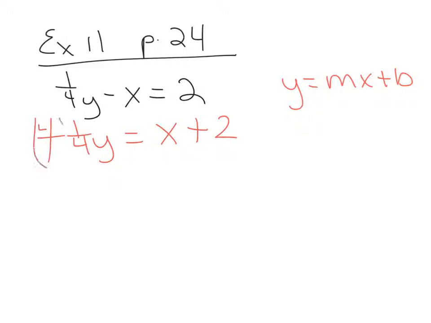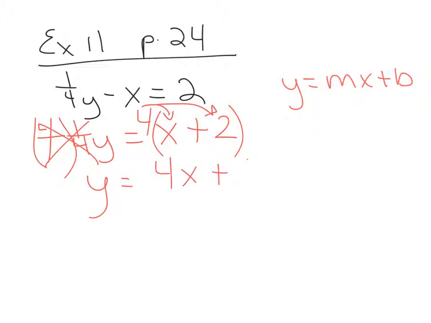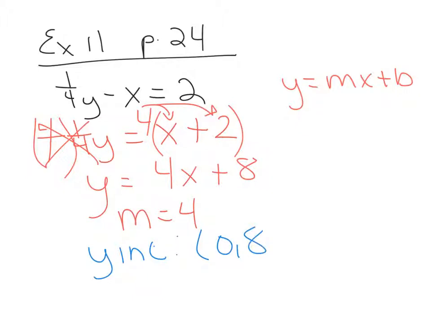And you can use 4 over 1 if you want, but that means you also need to multiply this entire side by 4. So these 4's all cancel to give you y. This 4 is going to distribute, I hope you remember distributive property, to give you 4x plus 8. And now you are in slope-intercept form, y equals mx plus b. The slope is here, and the y-intercept is 0, 8, and I hope you remembered to put the 0 in here for x.